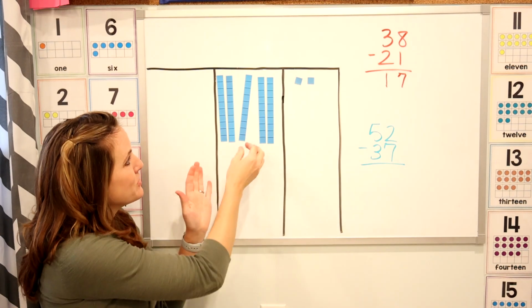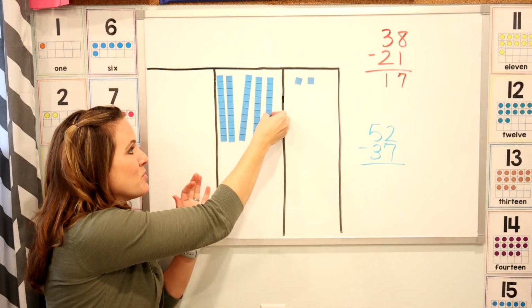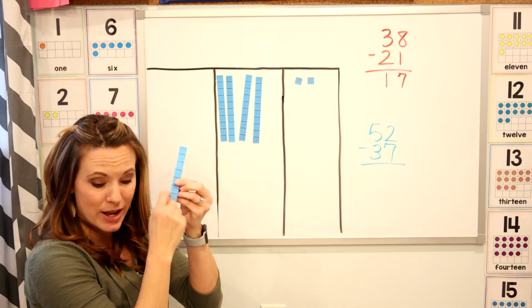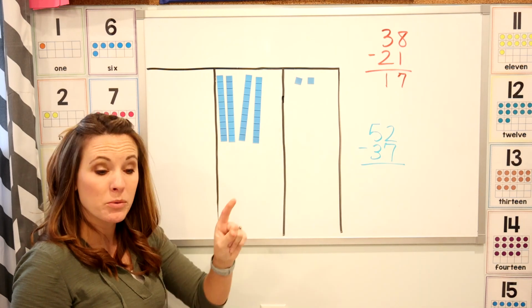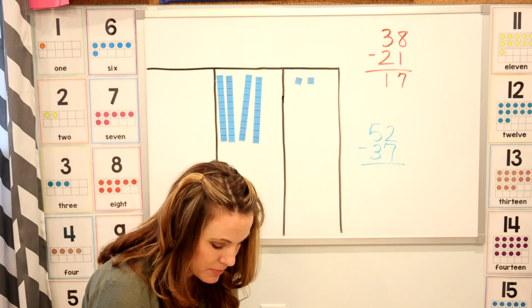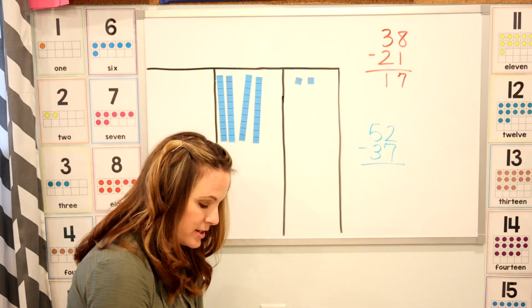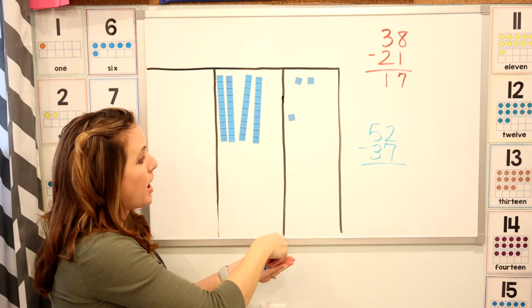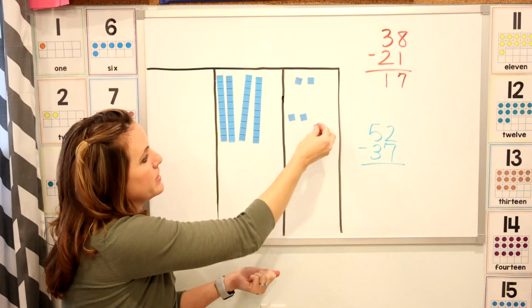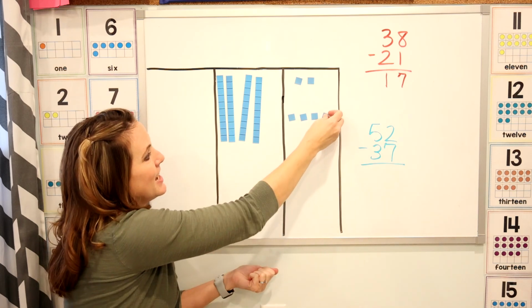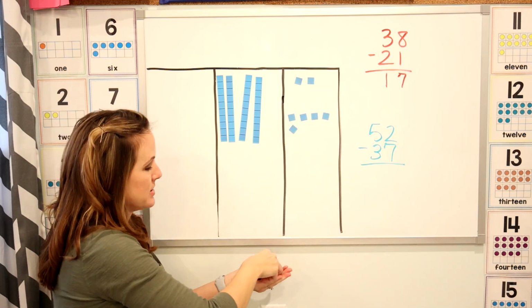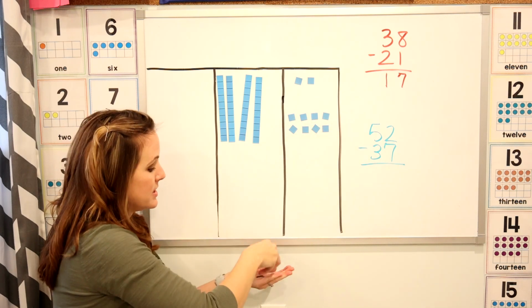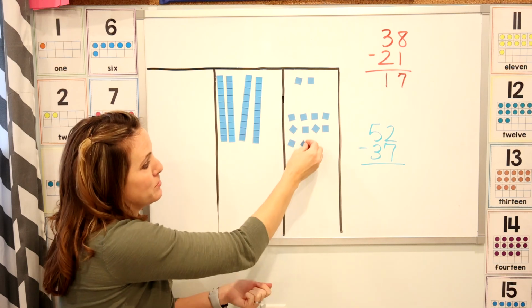Once I see that it would make sense to take one of these 10s and rename it for 10 ones, I can change my model. But I want to show you something about changing your model. So I'm going to get my 10 ones here. I'm actually going to separate them. So I'm going to separate them by putting my 10 down here below that. And I do that because I want them to see that it was the 10 that they had before.